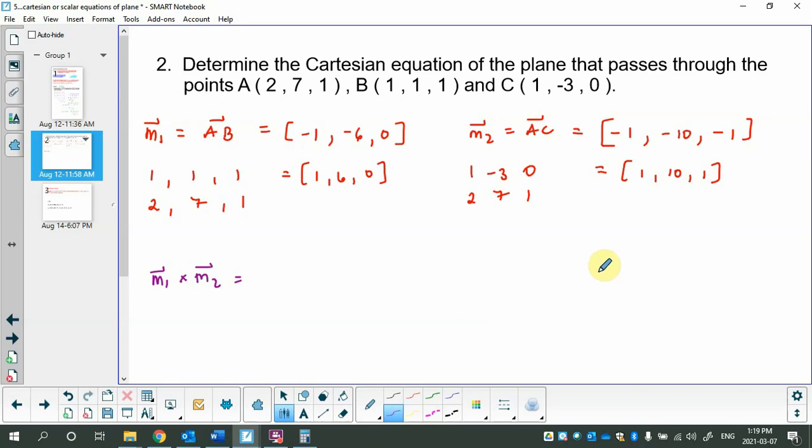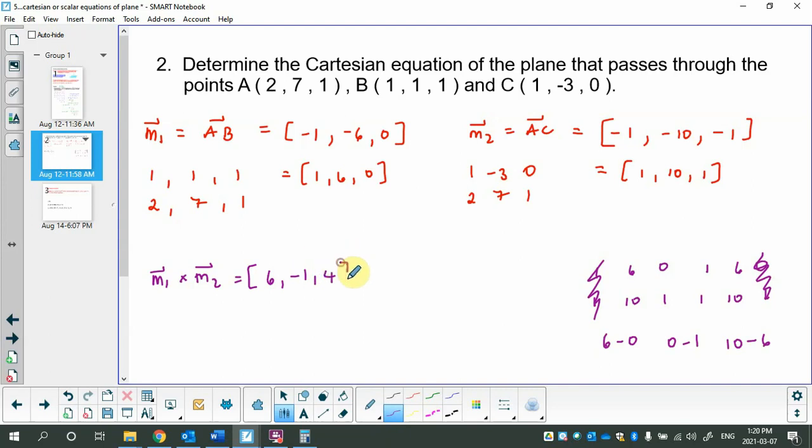Doesn't matter which order I do it in. So 1, 6, 0, 1, 10, 1, scribble, scribble. Down to the right, minus down to the left, down to the right, minus down to the left, down to the right, minus down to the left. So I end up with 6, -1, 4, and that is my normal.